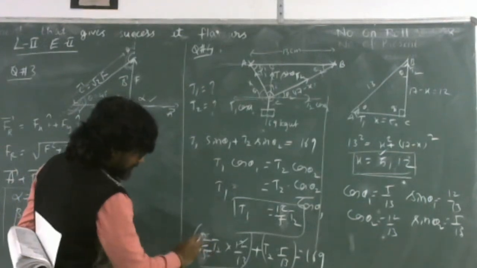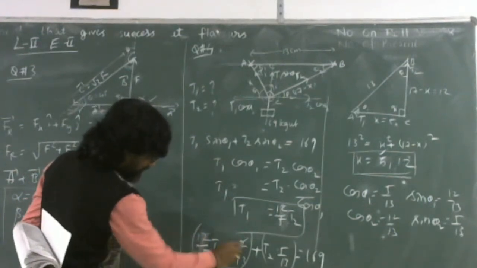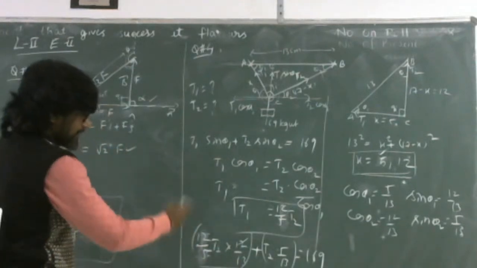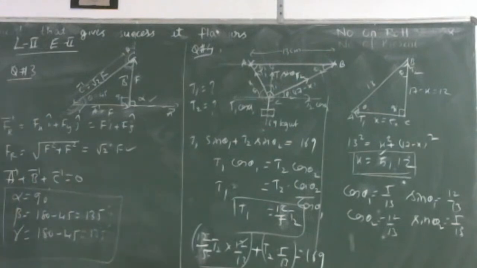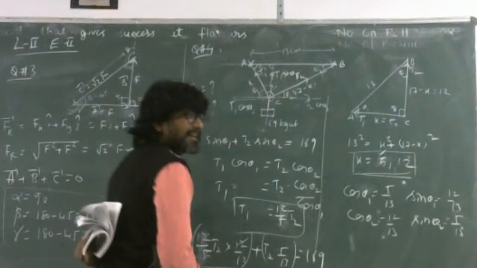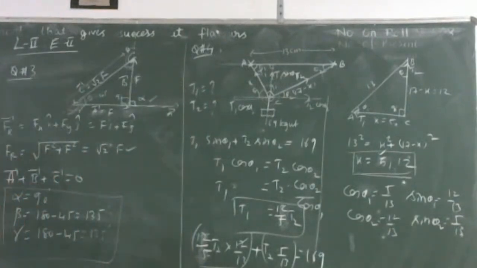So it is 12 into 12 by 5 into 13 T2 plus 5 by 13 T2. I have to take this and simplify. These kinds of questions are time taking, even lengthy questions.